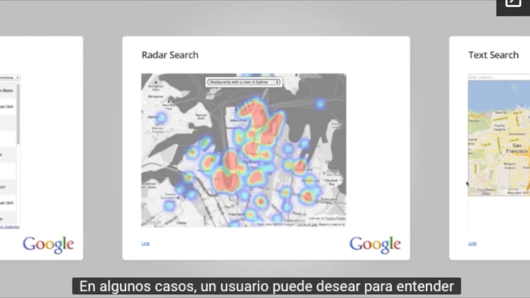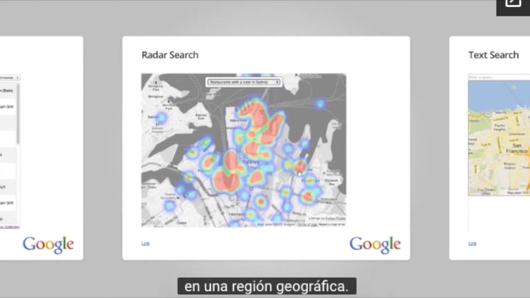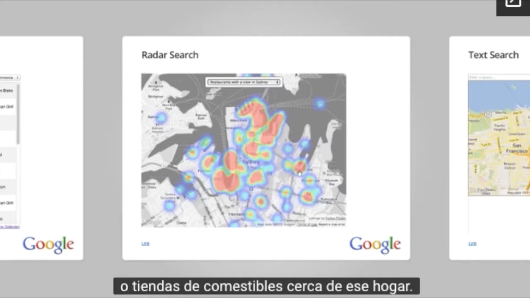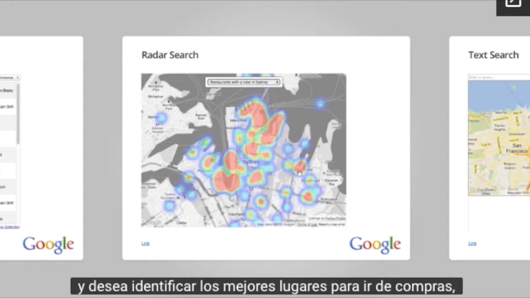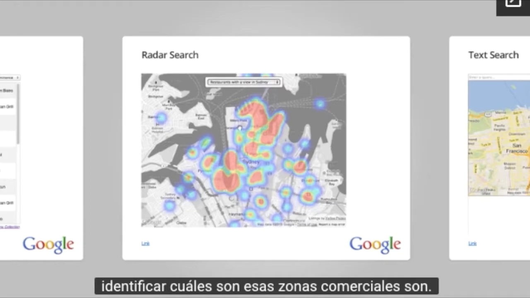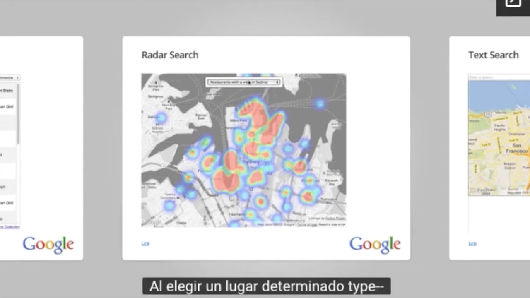In some cases, a user may wish to understand the concentration of a particular type of place in a geographic region. So for example, if you're interested in buying a new home, you might want to see on a map the concentration of schools or grocery stores near that home. If you're going on a trip and you want to identify the best places to go shopping, you may want to see the concentration of stores on a map to identify what those shopping districts are. Radar search can really help us achieve this desired result.